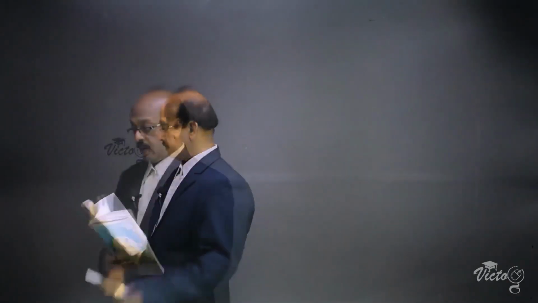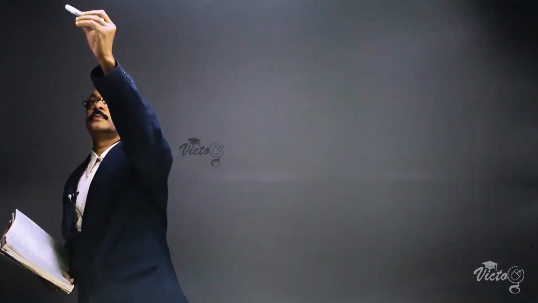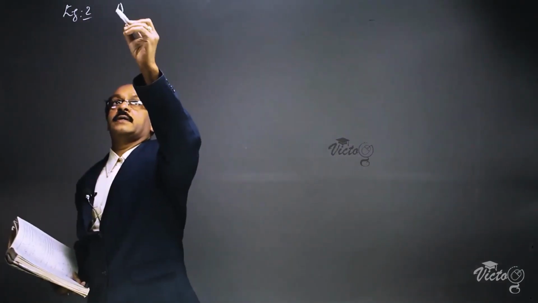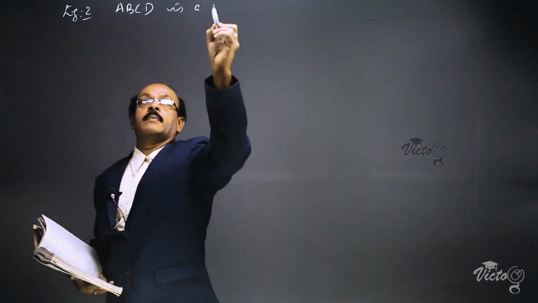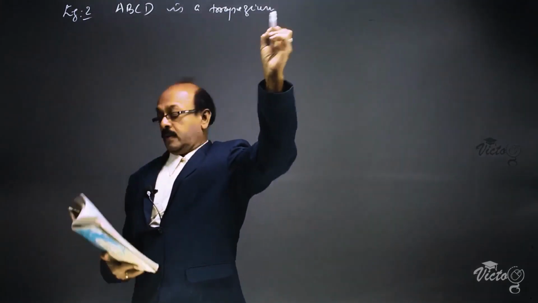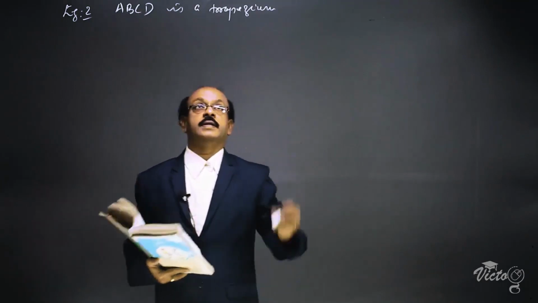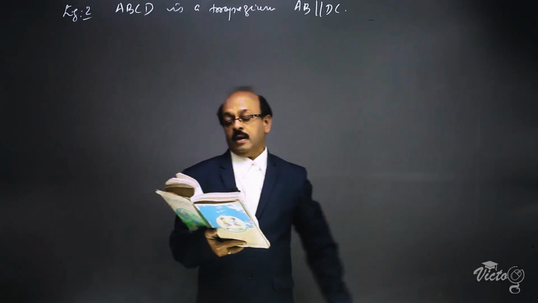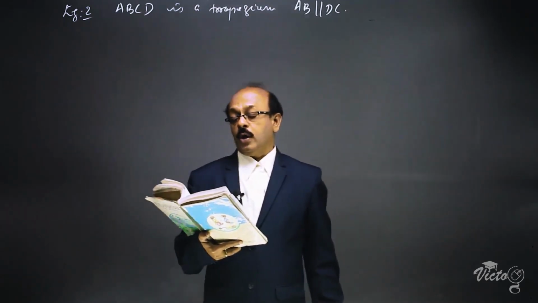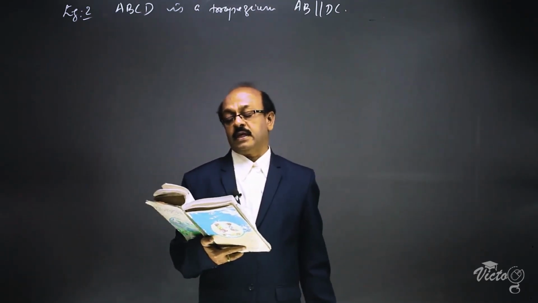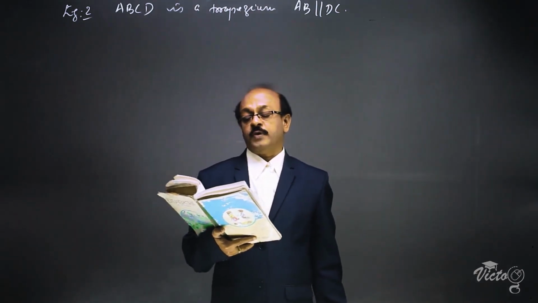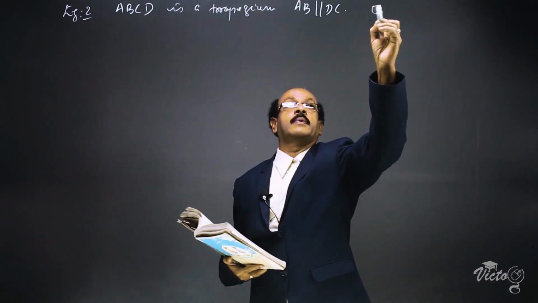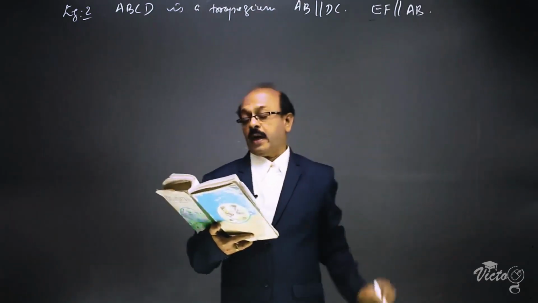Next one is a problem based on the converse of BPT. Example 2. ABCD is a trapezium with AB parallel to DC. E and F are points on the non-parallel sides AD and BC respectively, such that EF is parallel to AB.